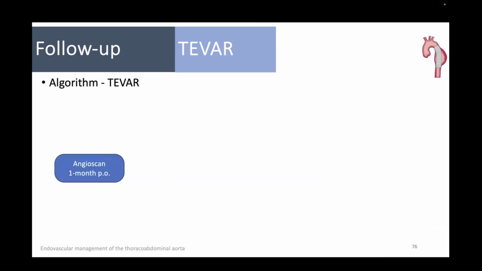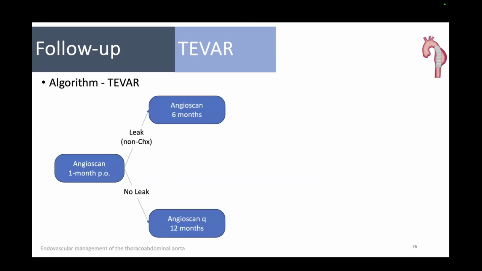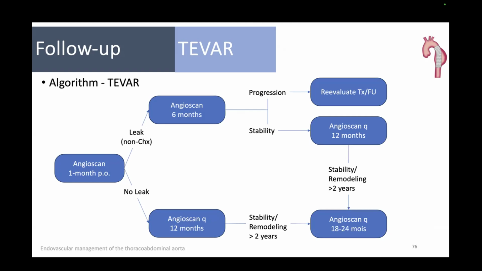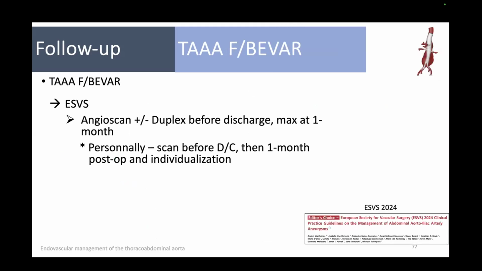So if you want to have an algorithm for TEVAR specifically, you do a scan at 1 month. If there's a leak but it's non-surgical, you do a scan at 6 months. If there's no leak, you can do a scan at 12 months at that point. If in the leak category you have a progression of diameter, you reevaluate if you need to treat or to do a closer follow-up. If it's stable, then you can do a scan at 12 months. And then if you get to 2 years of 12-month scans being stable or remodeling, then you can think about distancing your scans to 18 to 24 months.